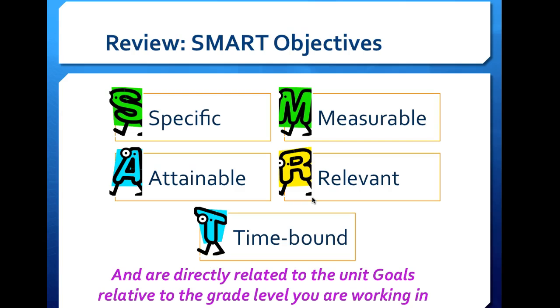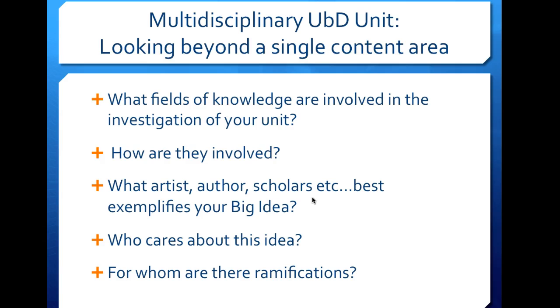Okay, and now 2 SMART objectives. We worked over these extensively, and you did a great job in A. Specific, measurable, attainable, relevant, and time-bound. They are directly related to the unit goals and relative to the grade level you're working in. And so again, you're probably going to have to add some more objectives because you're expanding the context of your lesson to become a unit that is working through multiple disciplines.